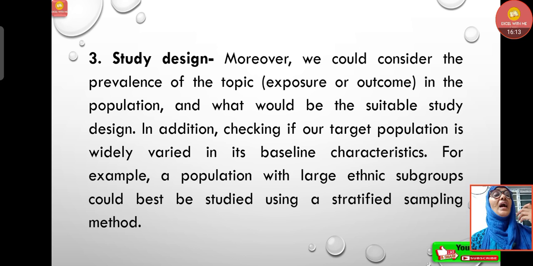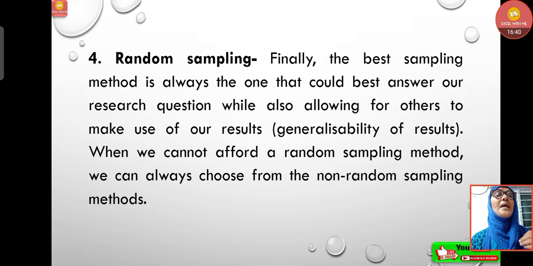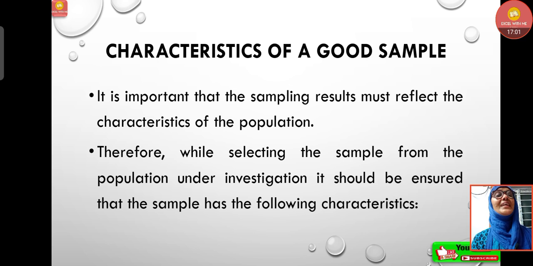In addition, check if our target population is widely varied in its baseline characteristics. For example, a population with large ethnic subgroups could best be studied using a stratified sampling method, because ethnic groups are different. Maybe tribal people, maybe village people, maybe modern cultured Western people, like that. We can take the stratified sampling method. Then the fourth one is random sampling. Finally, the best sampling method is always the one that could best answer our research question while also allowing others to make use of our results. When we cannot afford a random sampling method, we can always choose from the non-random sampling methods, maybe convenience or purposive, like that.